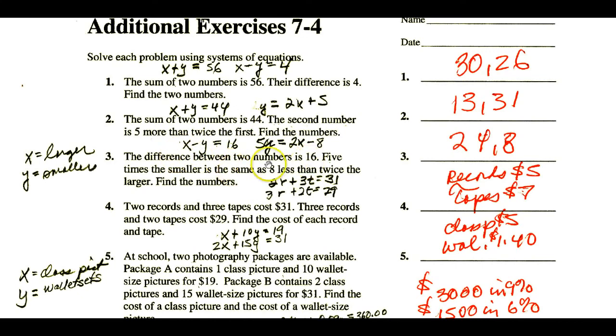Let's get the right one here. Okay, here we are. So the difference between the two numbers is 16. 5 times the smaller, which is the y, 5 times y, which is what I have here, is the same as 8 less than twice the larger number, which we're saying x. So this one's getting a little more complicated, and I would suggest that you set up a code like this, identifying your numbers.